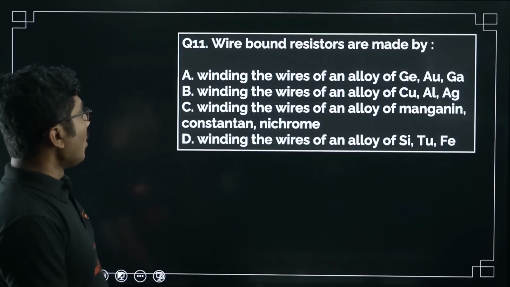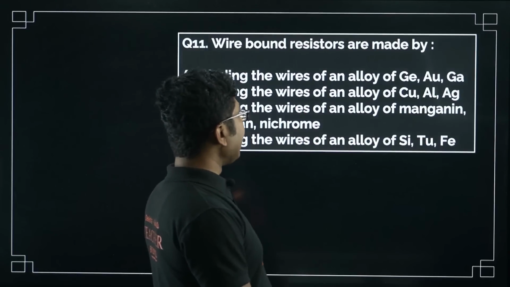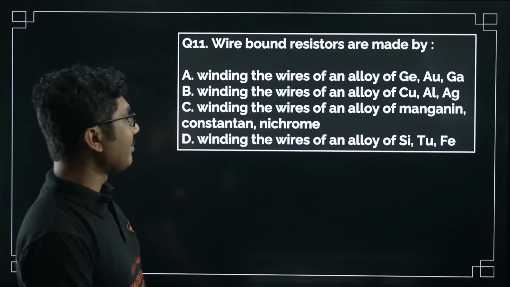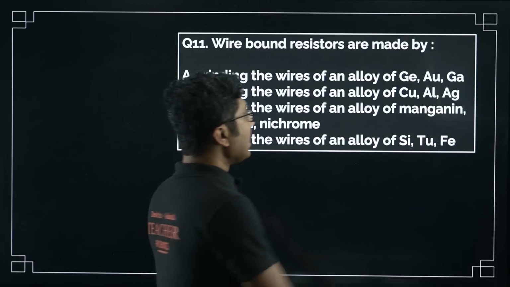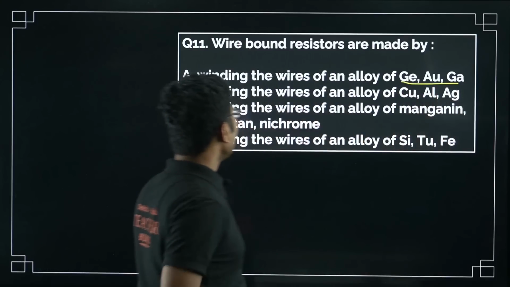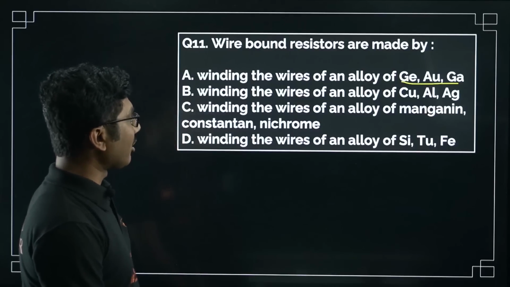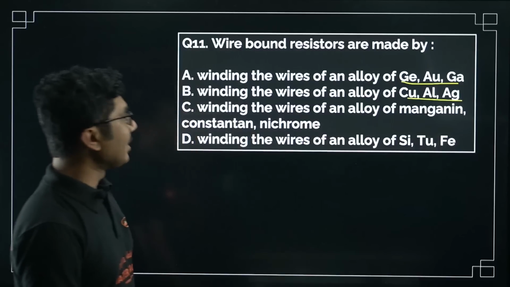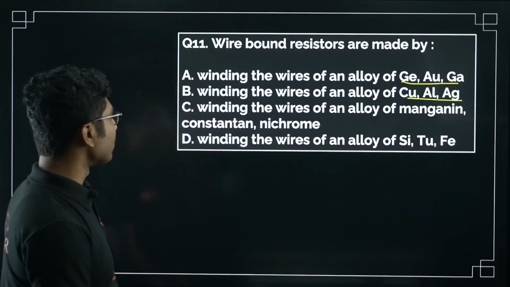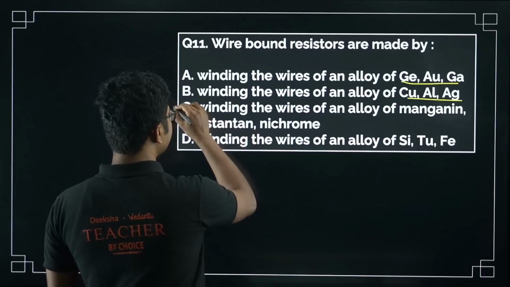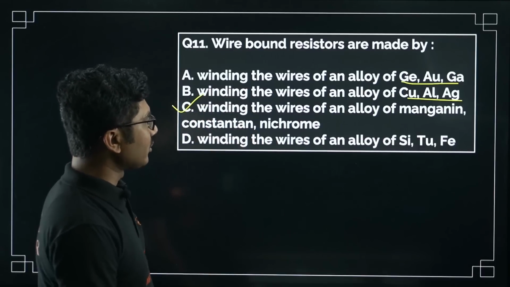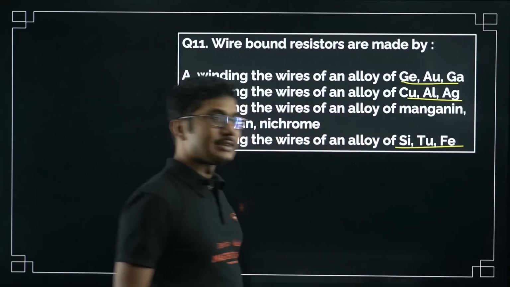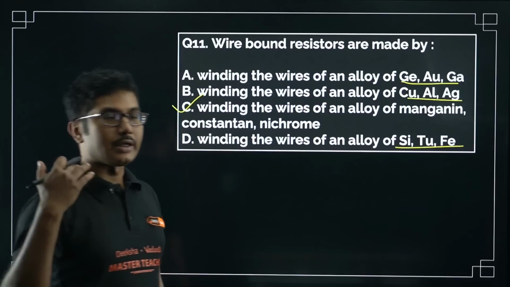Now, wire bound resistors are made by winding wires of an alloy of germanium, gold or gallium. They are very highly conductive. Winding wires of an alloy of copper, aluminium, silver, they are also very conductive. Winding wires of an alloy of manganese, constantan and nichrome, this is the answer. Winding wires of an alloy of silicon, Tu and Fe: silicon is a semiconductor, so you cannot create a resistor using it.